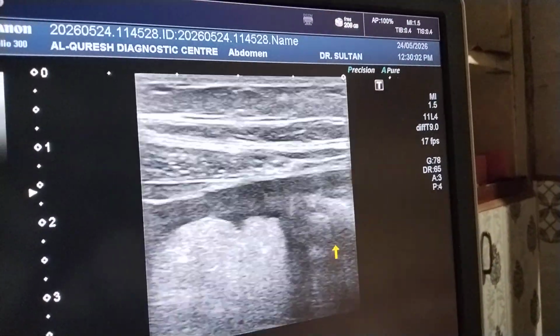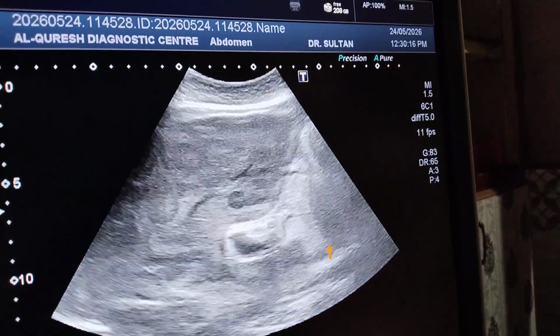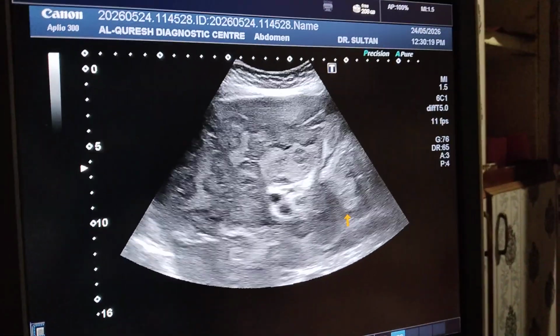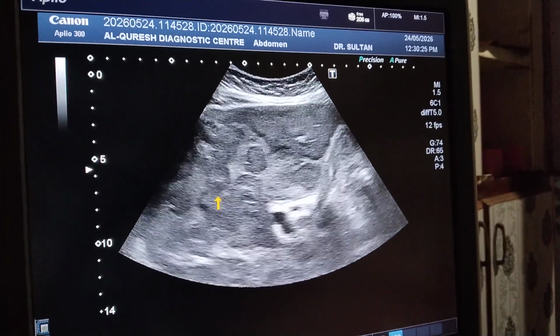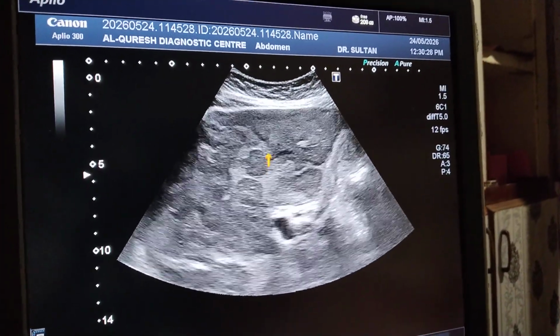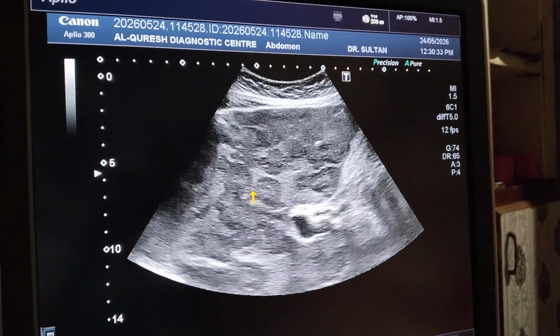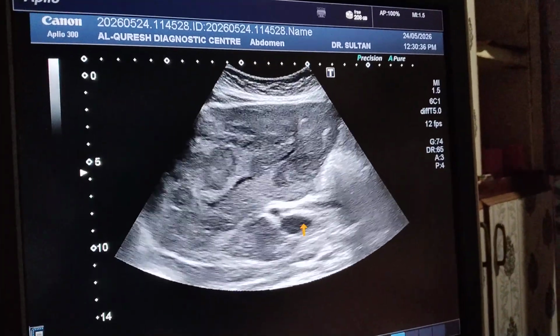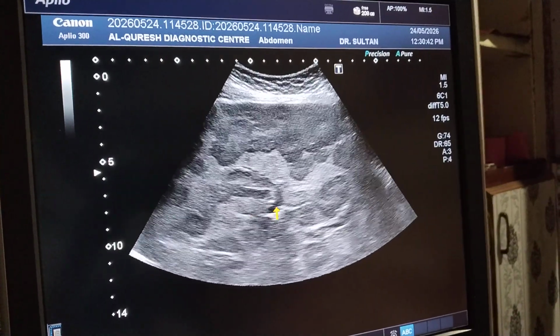So now I'm going to scan the other organs of the abdomen with the low frequency probe. Here we can appreciate this is the liver, left lobe of the liver, and we can appreciate multiple target appearing lesions diffusely involving the left lobe. And this is the portal vein, this one, which seems to be patent.